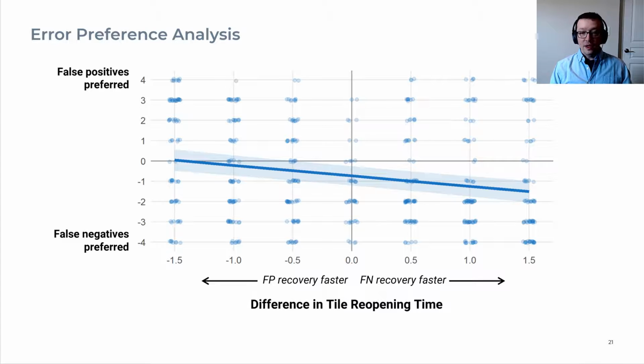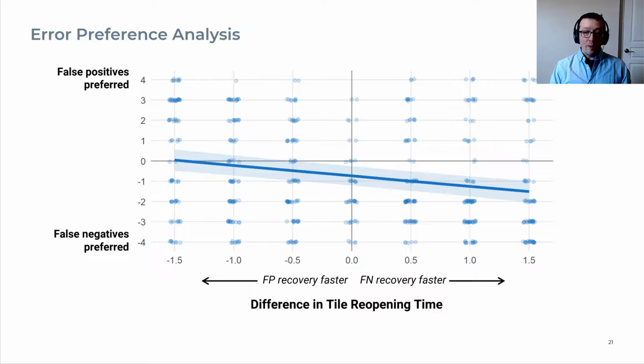So the first thing you can notice is that the fit line slopes down as it goes to the right. So as false positive errors become more costly relative to false negatives, participants prefer them less. But what's really interesting is where the line crosses the x-axis.